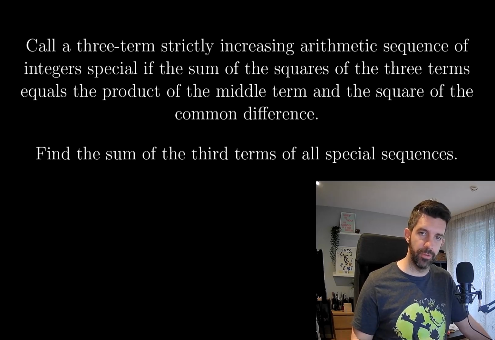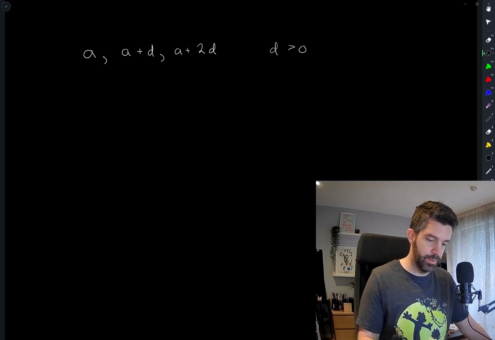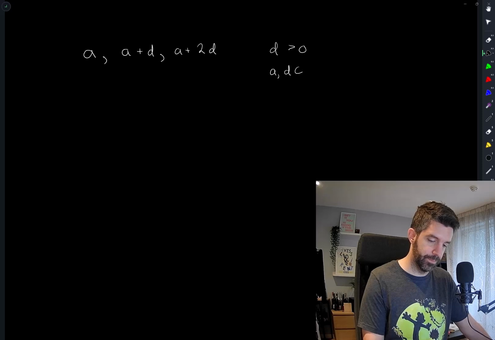Okay, so a three-term strictly increasing arithmetic sequence. These will look like the following: a, a plus d, and a plus 2d, where d is strictly positive. And they're integers, so a and d are also integers.